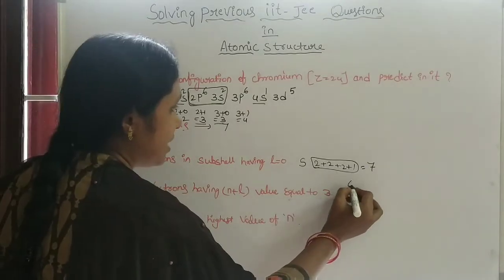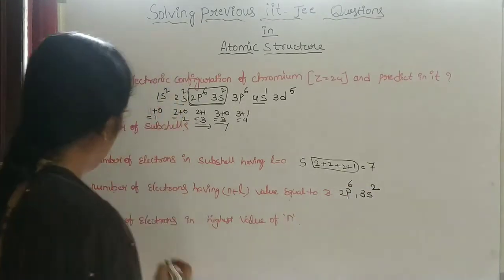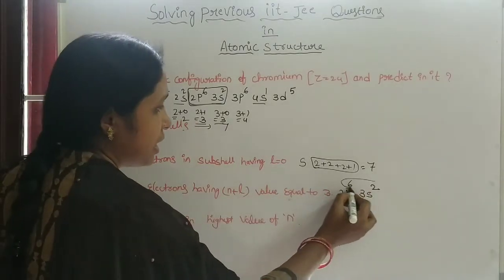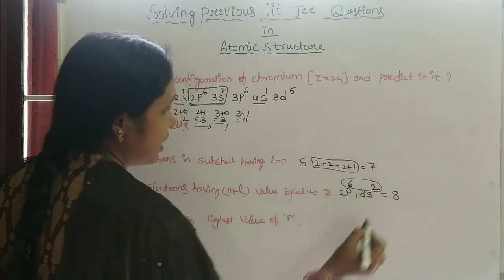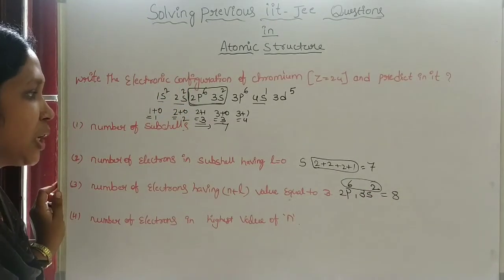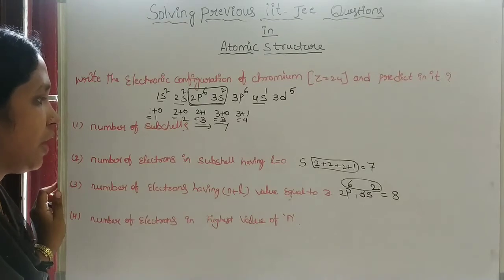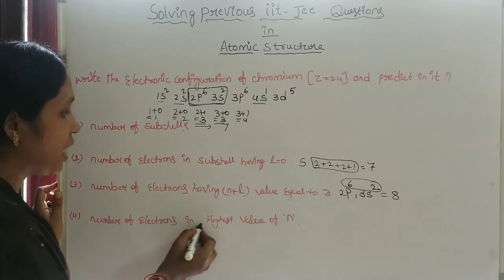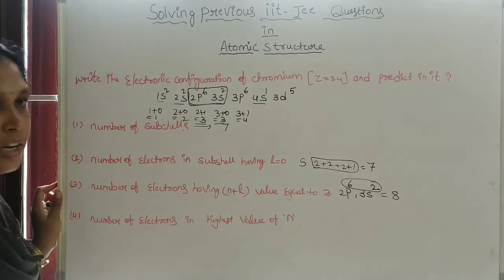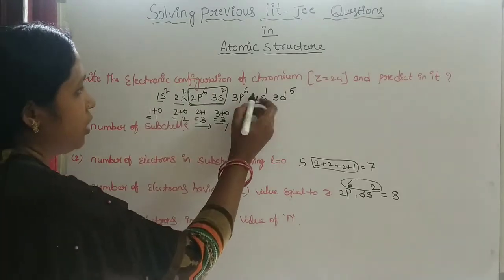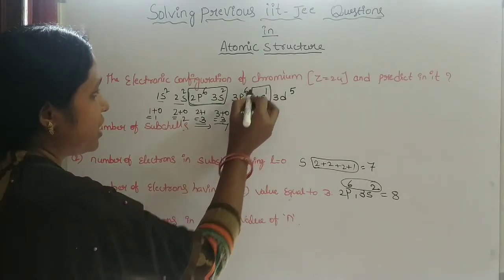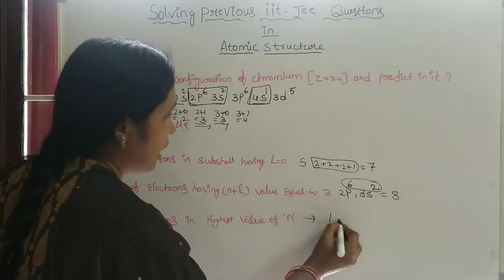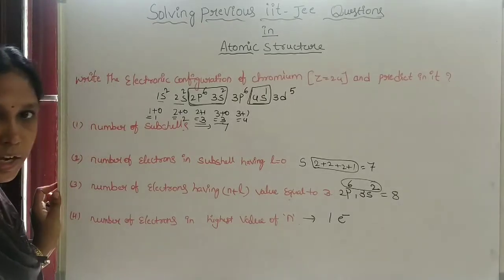Here 2p has 6 electrons, 3s has 2 electrons. Number of electrons having the N plus L value equal to 3: 6 plus 2, that is 8 electrons. And the number of electrons in the highest value of N: in this configuration, 4 is the highest value of N, so it has 1 electron.